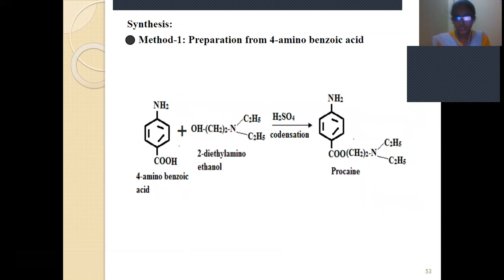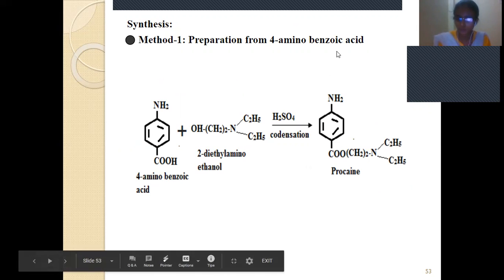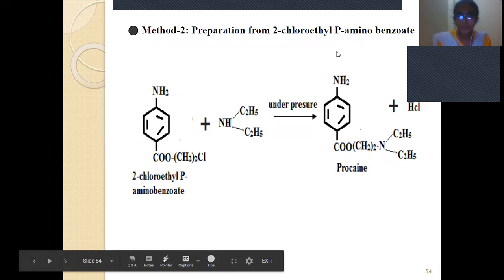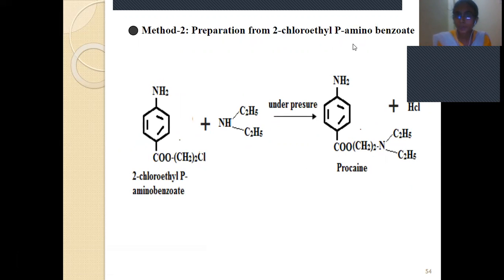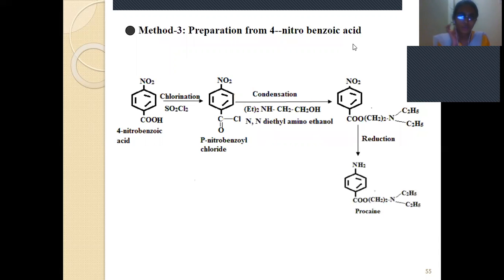The three methods are there. The first one is preparation from 4-aminobenzoic acid. The next one is from 2-chloroethyl para-aminobenzoate. The next one is from 4-nitrobenzoic acid.